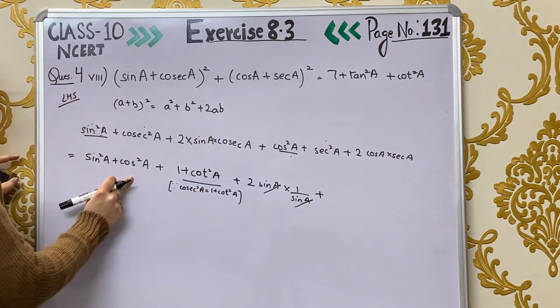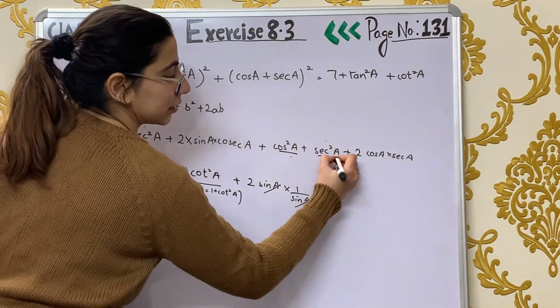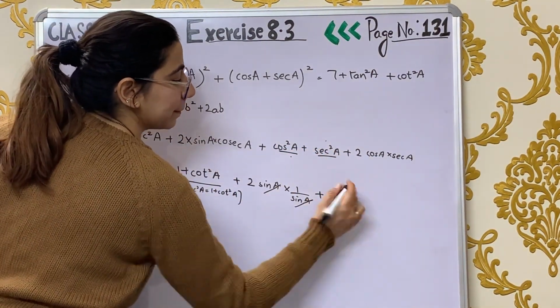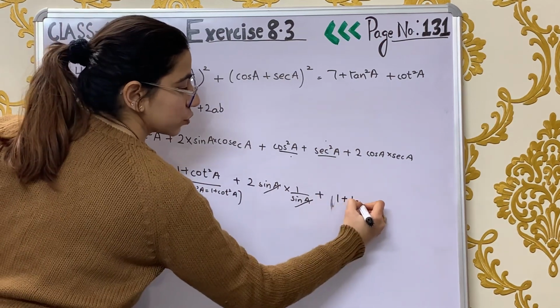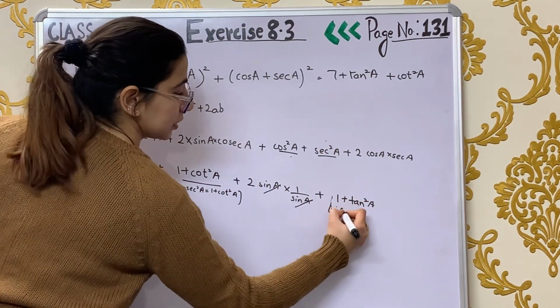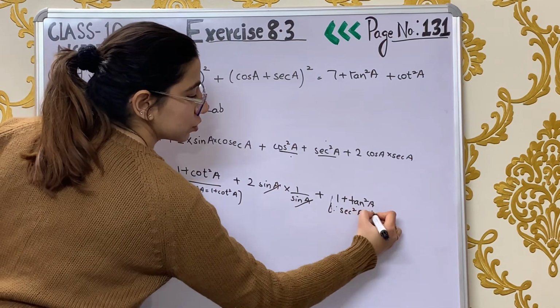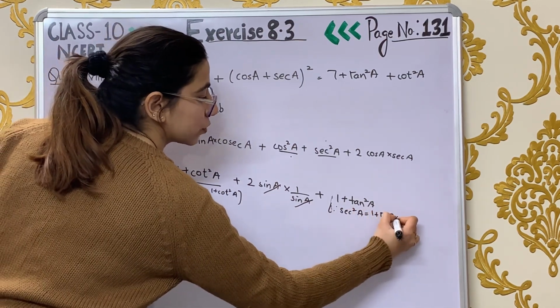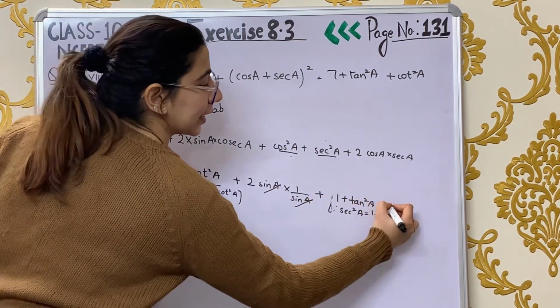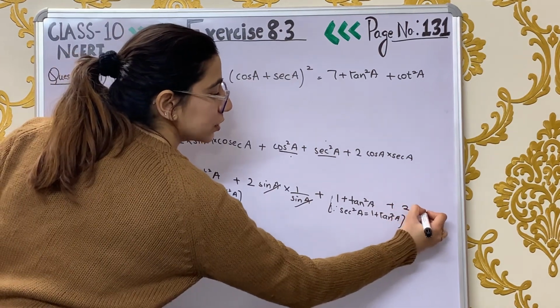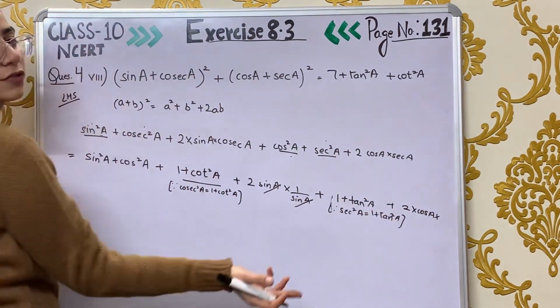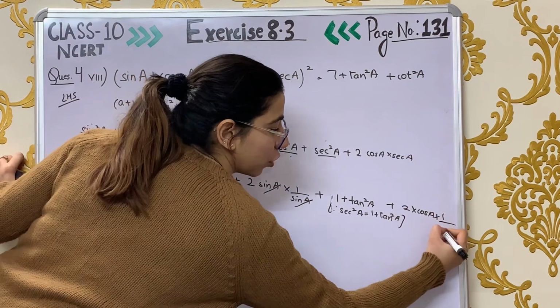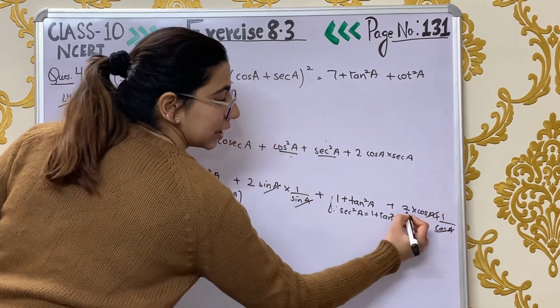Cos square A we have already written here. Then we have a sec square. I can write sec square A as 1 plus tan square A, because sec square A is equal to 1 plus tan square A, right? And here I get 2 into cos A, and we know sec A is just 1 by cos A, so I can write this as 1 by cos A only, and this gets cancelled and I get 2 here.